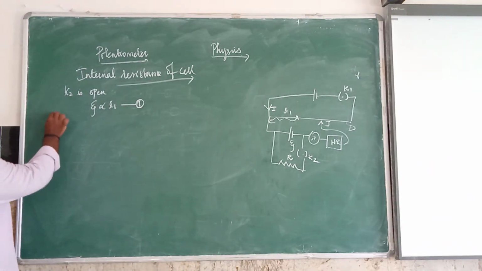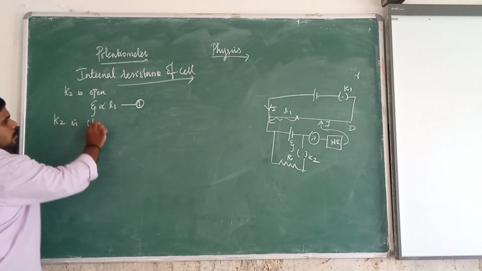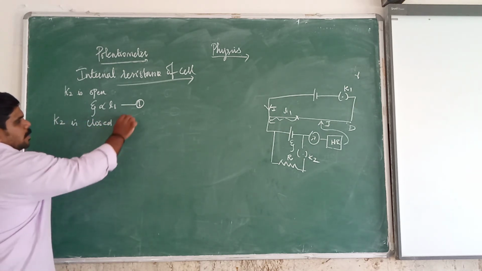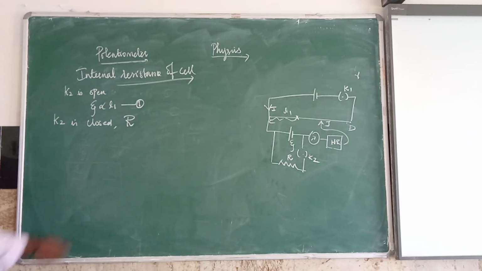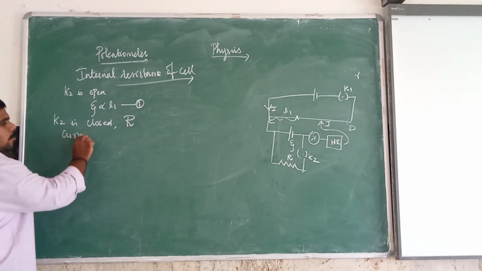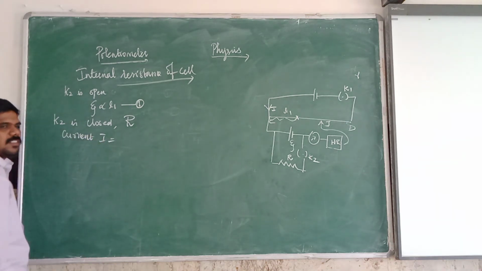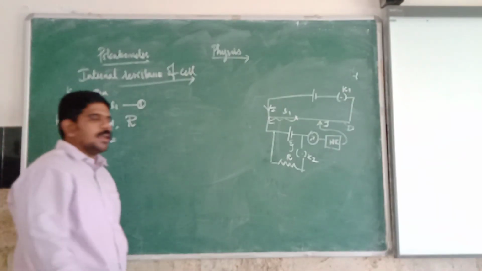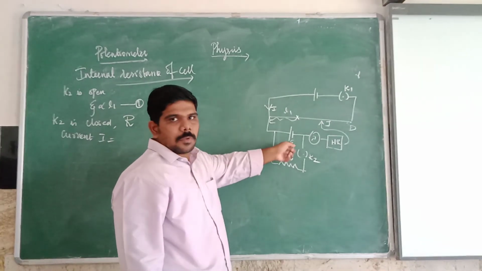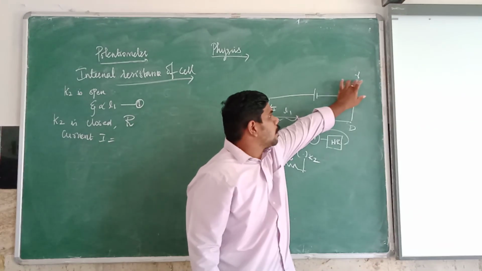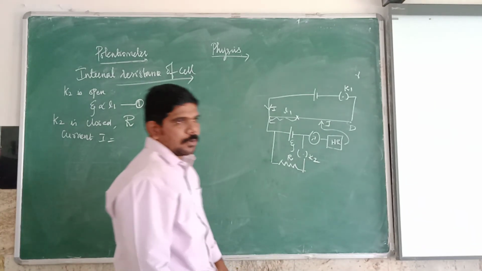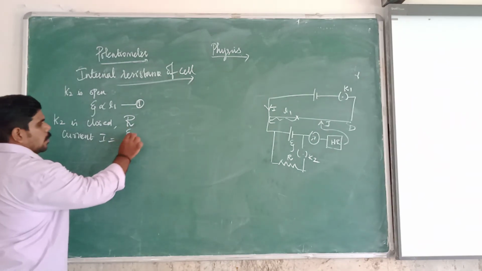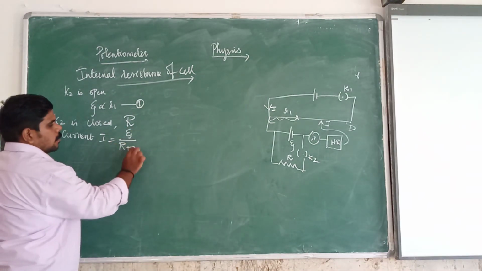Now the key K2 is closed. Key K2 closed means the resistance R is included in the circuit. So I is the current flowing through the circuit. What's the formula for current? I is equal to V by R. Here the potential difference will be the EMF, psi, by the total resistance R plus r, because r is the internal resistance and capital R is the resistance included in the circuit. So what we get? I is equal to psi by R plus r.